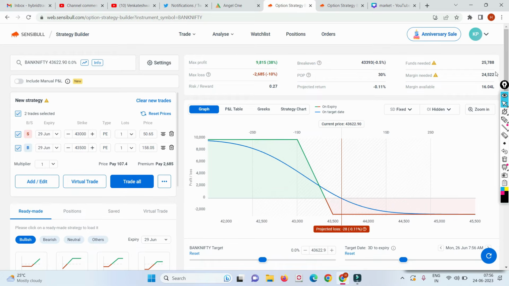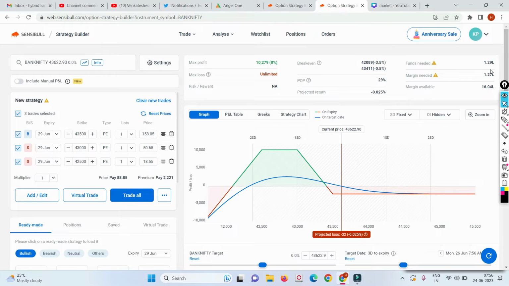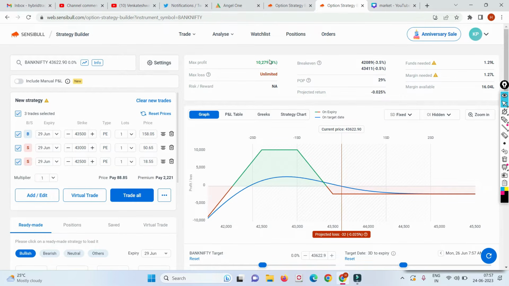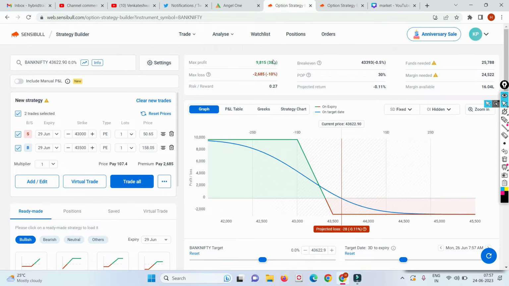today we will discuss some important parameters like the margin needed, the break even, POP, and everything. If you look at the margin, the debit spread requires only 25,000, whereas this requires almost 1,27,000, three times more than the debit spread. Looking at the absolute profit, the debit spread has almost 9,800, and your maximum loss is 2,685. Keep a check on this. In the ratio spread you have 10,000 but on a capital of 1,27,000, whereas in the debit spread you have almost 10,000, which is like 38% on a capital of 24,000.